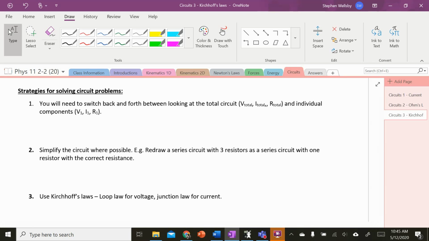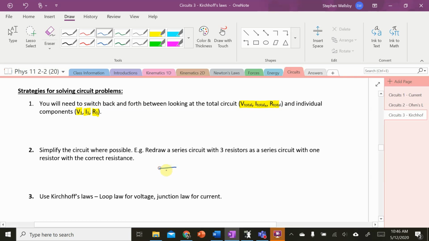So one thing is you will need to switch between looking at the total circuit, that is looking at V total, I total, and R total for the whole circuit, or individual components, like looking at one component and saying, what's the voltage across this, what's the current through this one component, and what's the resistance of this one component. So you have to switch back and forth. If you're stuck, you can try looking at the big picture or at an individual component. A lot of times you're going to need to redraw the circuit to simplify it.